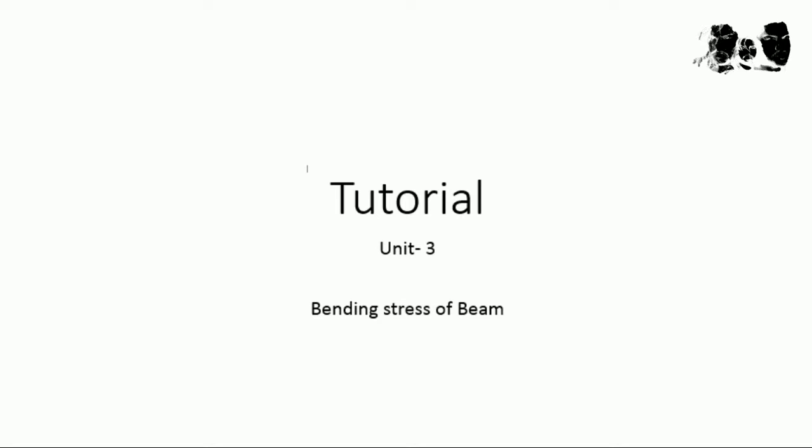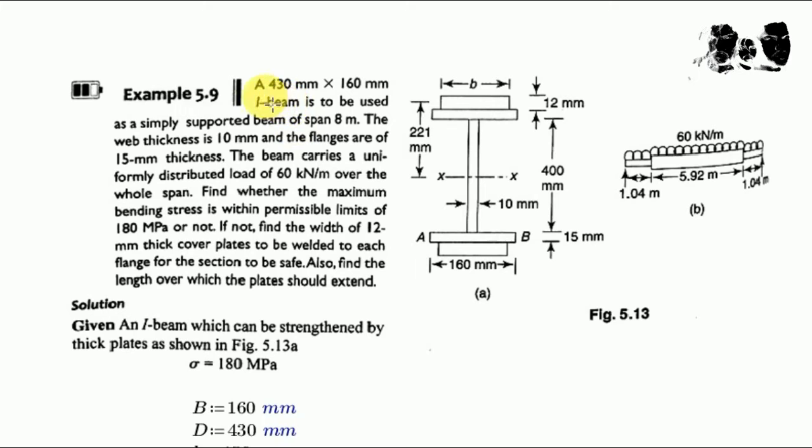So we have discussed or solved many parameters, and here is one problem we're going to discuss to find how it can be used in practical life. The question is: a 430 by 160 mm I-beam is to be used as a simply supported beam of span 8 meter. As you can see here, if you add up all these distances, you have 8 meter. The web thickness is 10 mm and the flanges are of 15 mm thickness.